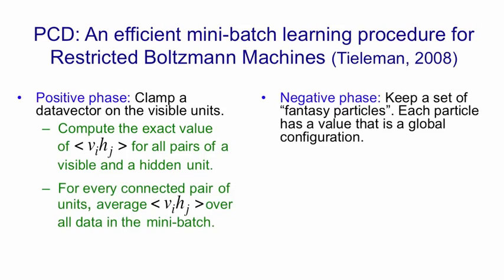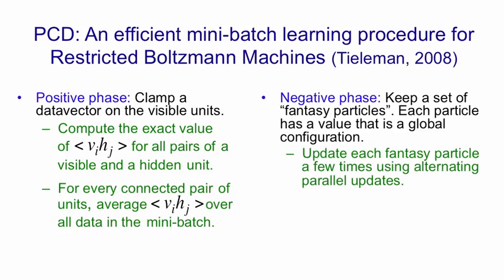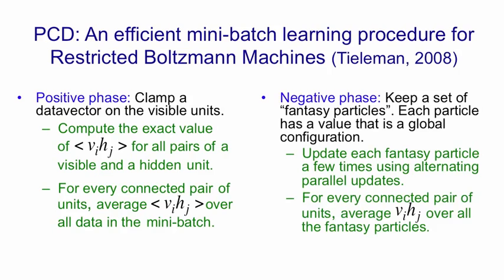For the negative phase, you keep a set of fantasy particles, that is, global configurations, and then you update each fantasy particle a few times by using alternating parallel updates. So after each weight update, you update the fantasy particles a little bit, and that should bring them back to close to equilibrium. And then for every connected pair of units, you average ViHj over all the fantasy particles, and that gives you your negative statistics. This algorithm actually works very well and allows RBMs to build good density models of sets of binary vectors.